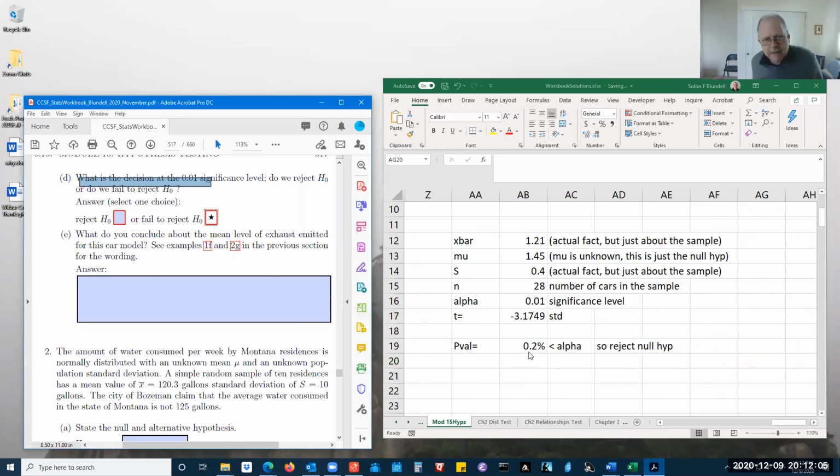Okay, so the EPA said, we think the mean's 1.45 grams per mile. You said, well, I got 28 cars and their mean was only 1.21 grams per mile. Looks like you're wrong. Looks like it's smaller. They say you just got lucky. Get 28 different cars tomorrow, you'll see. And you say, well, there's only a 0.2% chance I would have got so lucky. So more likely your null hypothesis is just wrong.